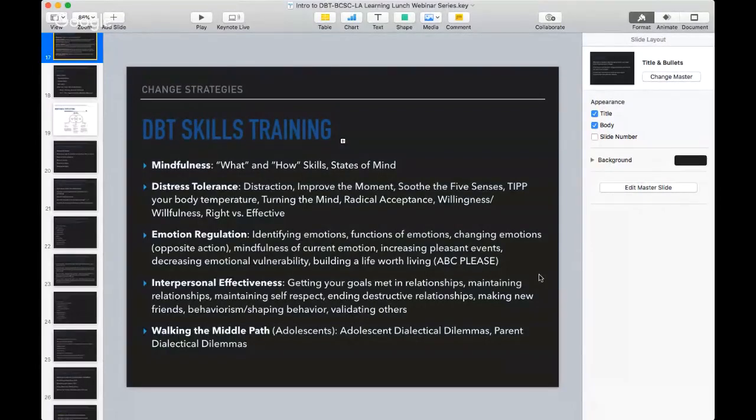So DBT skills training is divided into 4 modules in the original adult manual, and in the adolescent manual, the Alec Miller and Jill Rathus manual, there's a 5th module that was added named Walking the Middle Path. So I'm going to review overall these 5 modules of the skills, and then we're going to go through some of the actual skills so that you can become familiar with them.